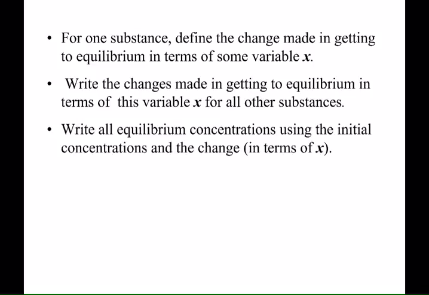And then once we define our x, whether it's plus x or minus x, we make the other species in terms of x, depending upon their stoichiometry. So we have initial concentrations, we have changes in terms of x, just like we did over there. To get the final, we take the initial and apply the change to get the final for all the species involved.